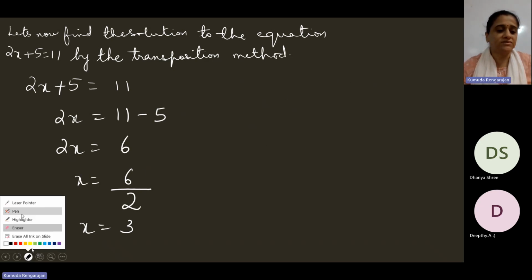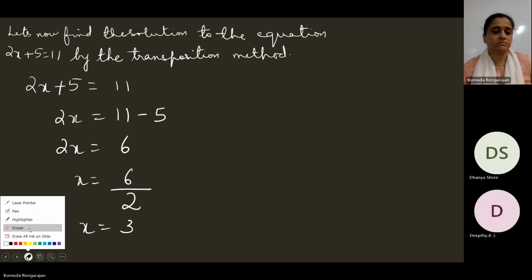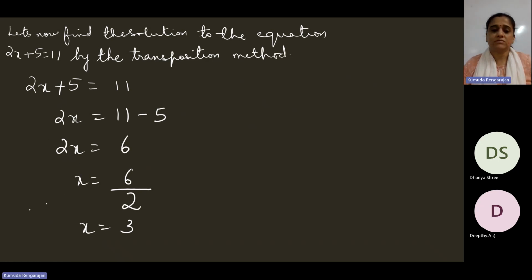Here the connection is plus, addition. So it goes to the other side as plus 5 becomes minus 5 on the other side. The operation addition becomes subtraction here. All right, so x is equal to 3. So 3 is the solution to the equation.